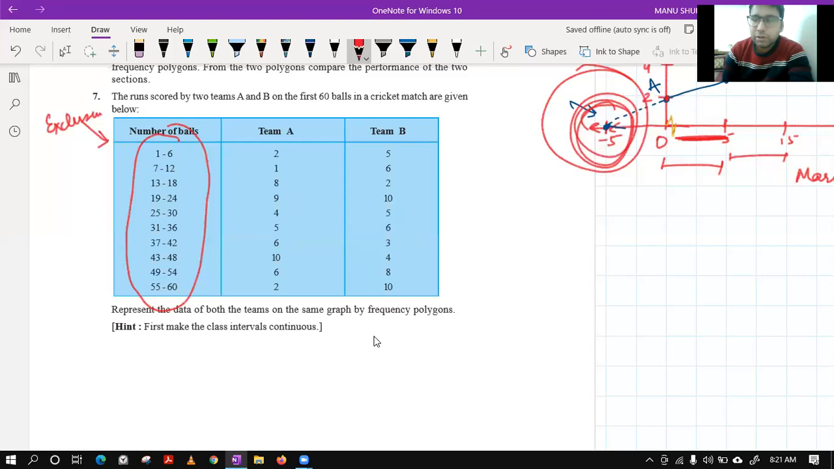And to make that exclusive, you will see the gap between these two. The gap is of 1 only. So you will subtract 0.5 from all the lower limits, and you will add 0.5 to all the upper limits. It becomes like this: 0.5 to 6.5, 7.5 to 12.5, then you have 12.5 to 18.5, and so on. Now check the width of each class. I think the width is maintained. Let's see. It will be how much? Difference is of 6.